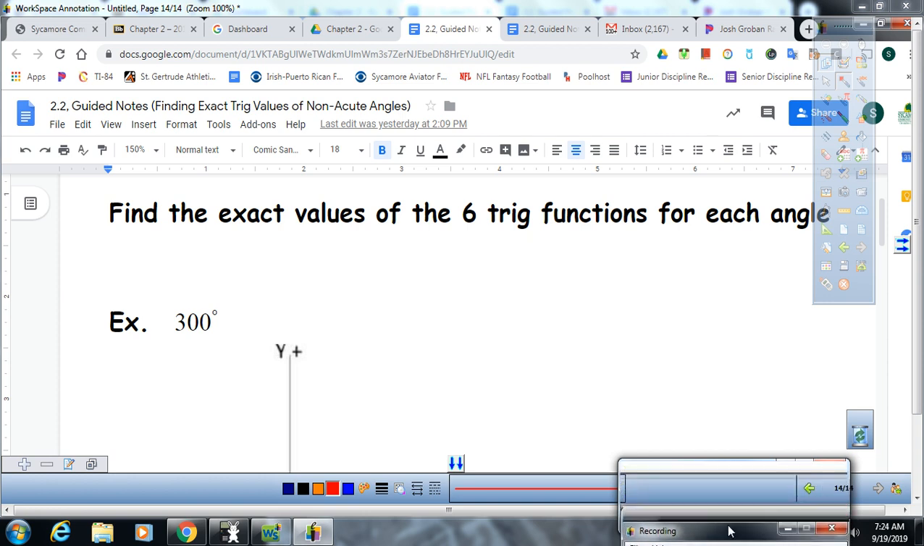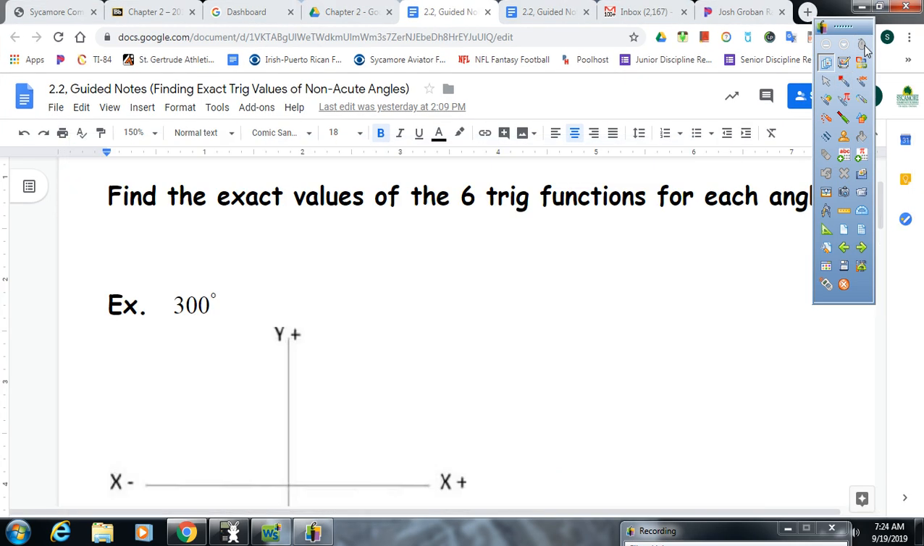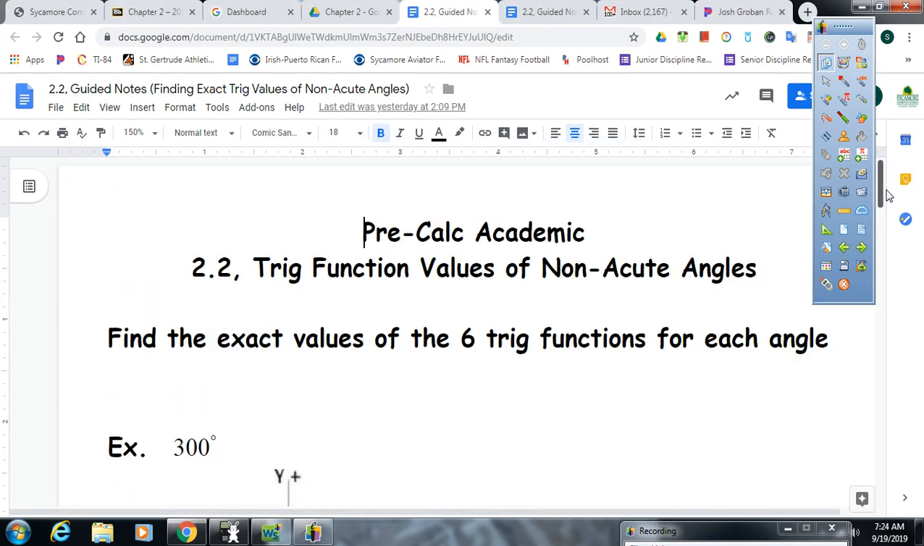Today's lesson, second day of 2-2, which is on finding exact values of trig functions given certain angles.